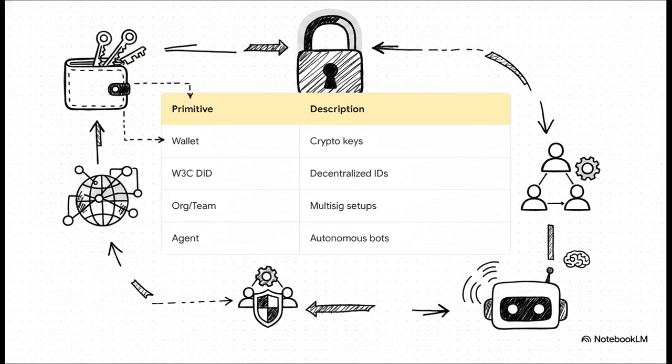And get this, you even have agents. We're talking autonomous actors on-chain. So whether you're a human, a massive global corp, or just an automated AI script, you're using the exact same underlying identity infrastructure. Pretty cool, right?